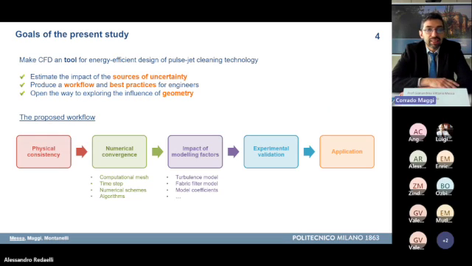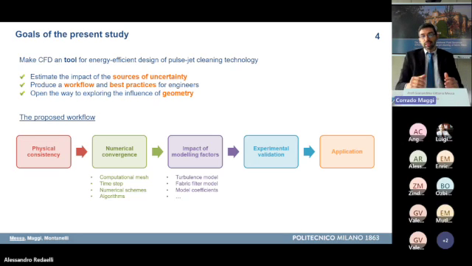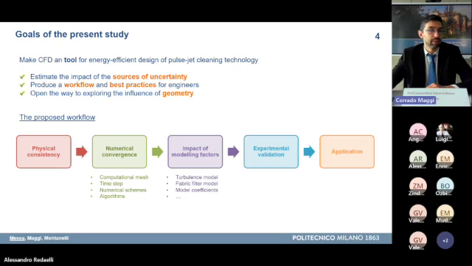And we can say that starting from these premises, the main goal of the first part of the research project, which started 1 year ago, is to make CFD an energy efficient tool for the design of a pulse jet cleaning system and pulse jet cleaning technology. And this basically requires coping with all the sources of uncertainty listed above. So estimating the impact of the different sources, selecting the most critical sources of uncertainty, and properly controlling them.